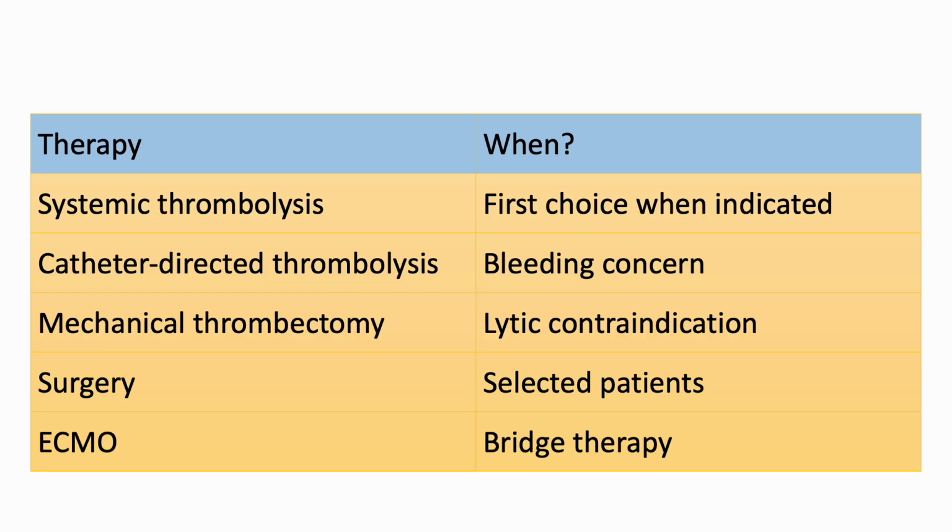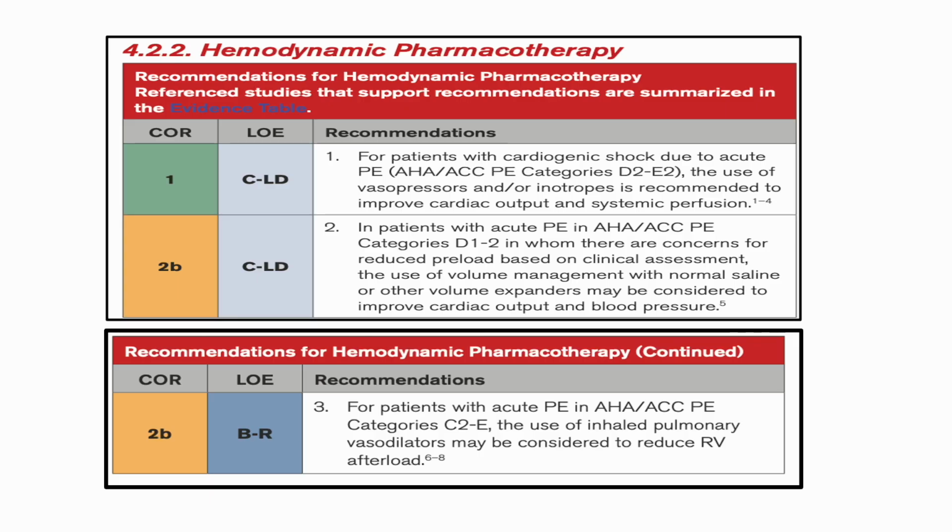Catheter-directed thrombolysis would be considered for a specific group of patients where you can actually have a larger thrombus burden which can be managed with the catheter, where there is concern with bleeding with systemic thrombolysis. Mechanical thrombectomy, again, when you need to break the thrombus, but there are contraindications for systemic thrombolysis. Surgery may be needed in certain patients, and as the patient worsens, VA ECMO may be a bridge therapy. So what do we say about hemodynamic pharmacotherapy? Grade 1, for patients with cardiogenic shock, so we are moving to category D2 and E.